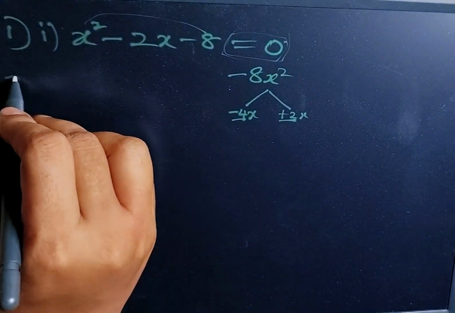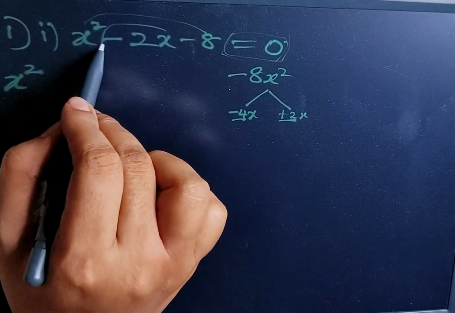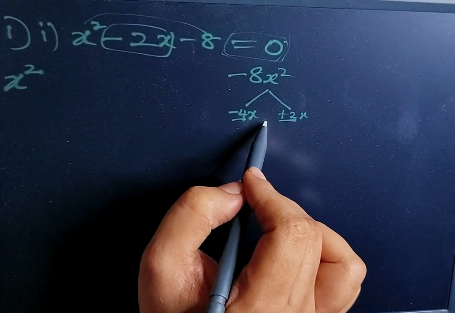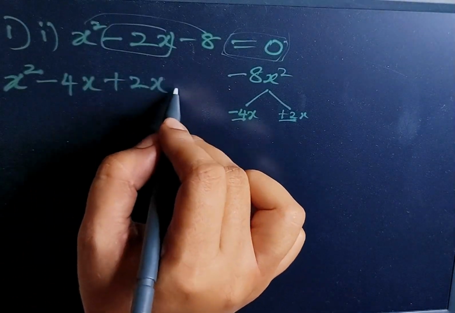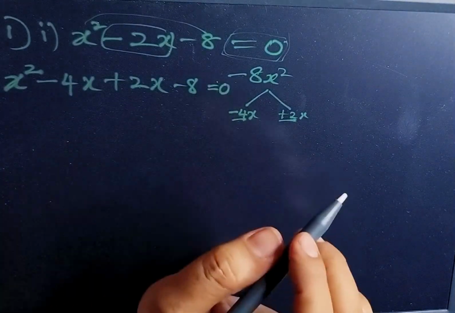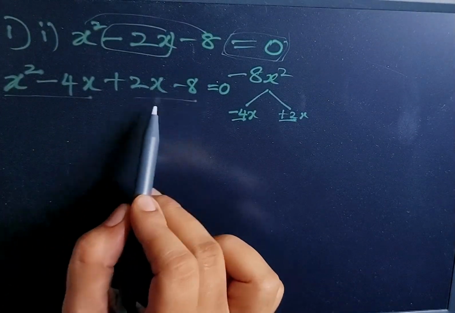So now write the power 2 as it is. In place of this minus 2x, we are going to replace it as minus 4x plus 2x, and the constant term with that sign properly as it is. Now we are going to group these two terms and these two terms separately.